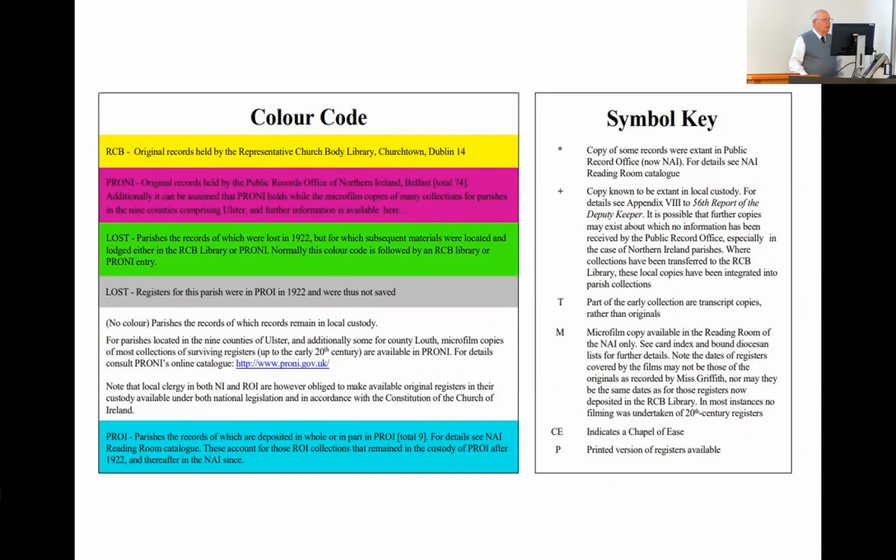The green ones are records that were originally lost, but subsequently materials were located and are now held either by representative church body or PRONI. Gray is for records that were lost in 1922. And no color is records that remain in local custody. This is more common with the Church of Ireland than Catholic records. And finally, this blue one down here represents parishes where the records were deposited in whole or in part in the Public Records Office of Ireland, which is in Dublin. Only 9 parishes, though, in that.